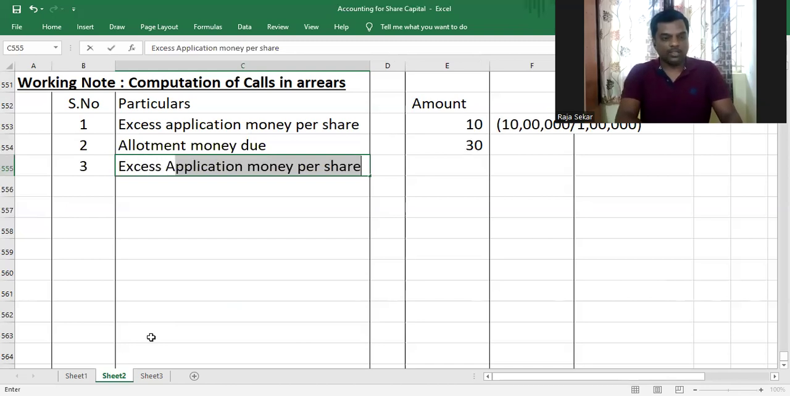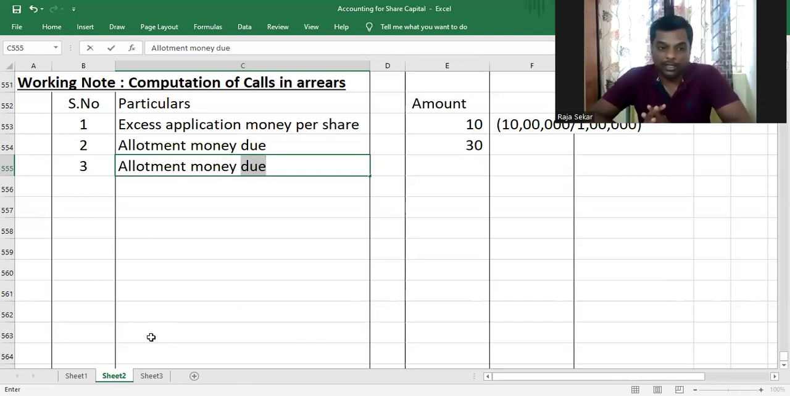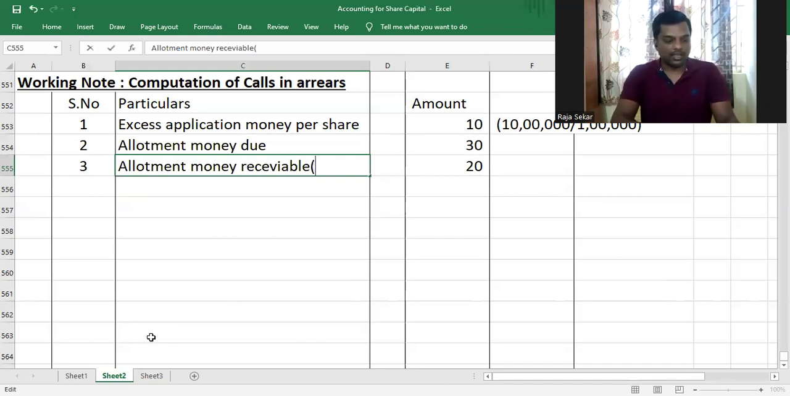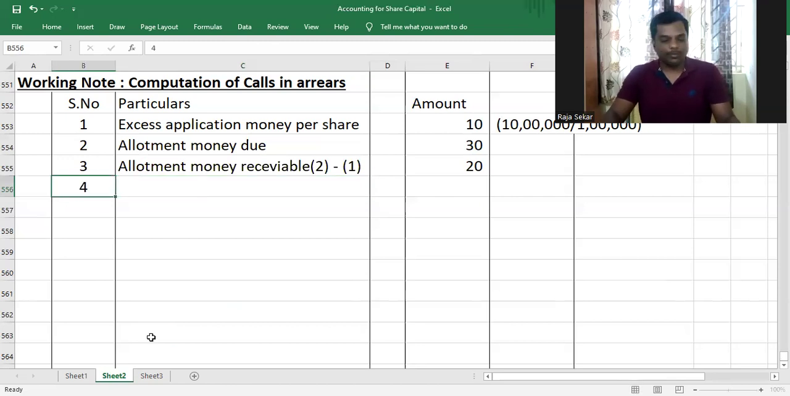And the next thing that we computed is the allotment money receivable. What is allotment money receivable? The allotment money due is 30 rupees and there is excess application money of 10 rupees. So that will be set off against the amount due. And what you would receive is only the remaining 20 rupees. Understood or not, my dear children? So the allotment money receivable is nothing but the total allotment money due minus the excess application money available. That is 3 minus 1, that is 2. So this is the allotment money receivable per share.